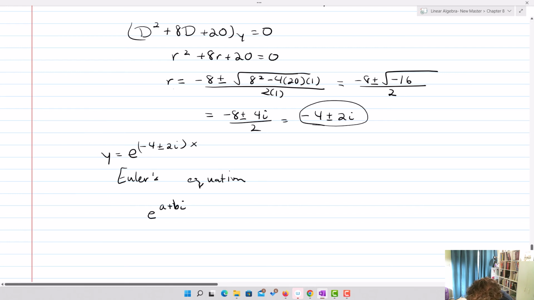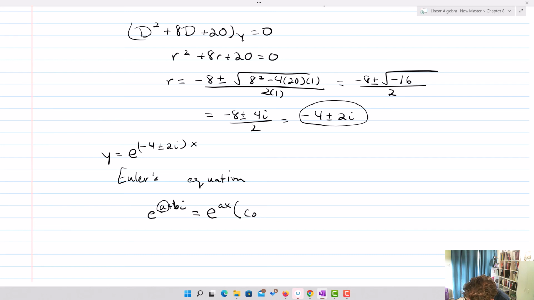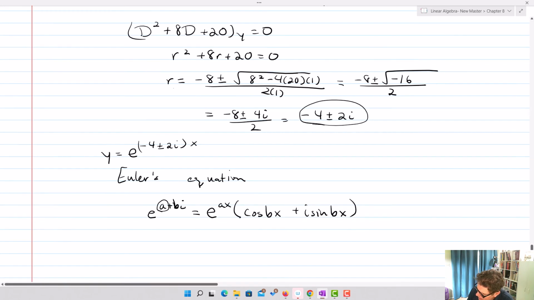It turns out we're only going to need one of those solutions. We're not going to need the plus or minus, just one of them, and it is going to equal e to the ax, where a is the real part, times cosine bx plus i sine bx. You may remember that from your pre-calculus class. That's Euler's equation, and what we'll do then is turn this into two solutions.